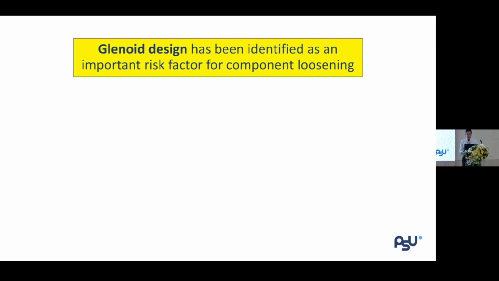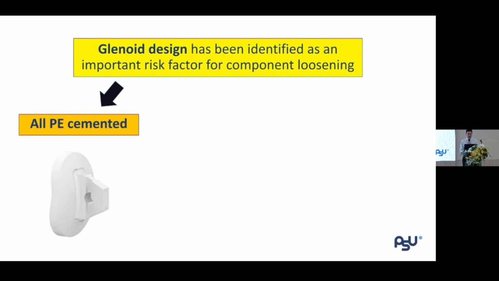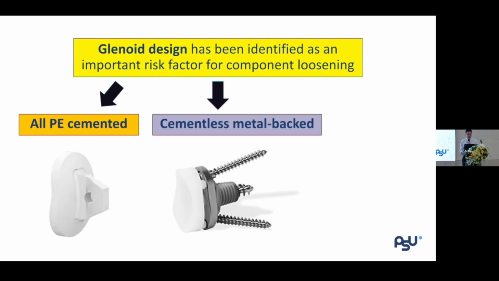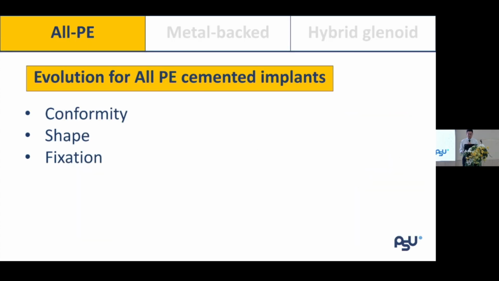To reduce glenoid loosening, various implant designs have evolved over time. The three main types are the all-polyethylene cemented glenoid, the metal back glenoid, and the hybrid glenoid. Key improvements focus on conformity, shape, and fixation.